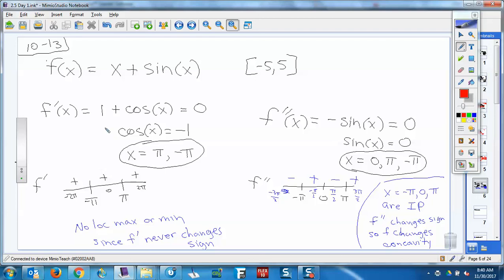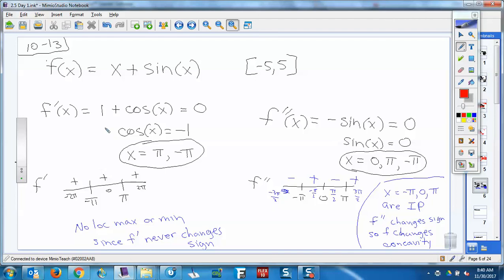Local max, local min, inflection points. So right away I think number lines, right? I'm going to do my derivative. So the derivative of x is 1 plus cosine. Set it equal to 0. I'm going to solve it. Where does cosine equal -1? Well, that'd be pi.